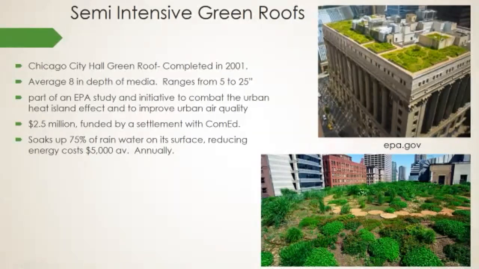And so part of an EPA study was involved with the installation of the Chicago City Hall green roof. One of the first main uses of the green roof was for urban heat island effect research that was a groundbreaking research study. It was one of the first big purposes of the Chicago City Hall green roof. And so it soaks up to 75% of rainwater on its surface, and the estimated annual reduction in energy costs is $5,000 annually.